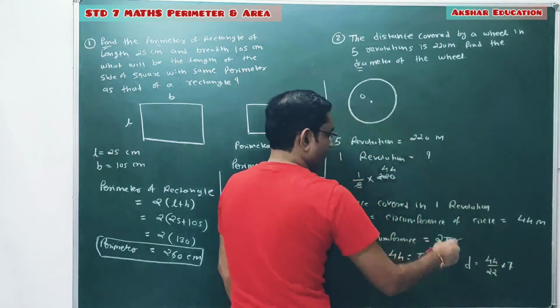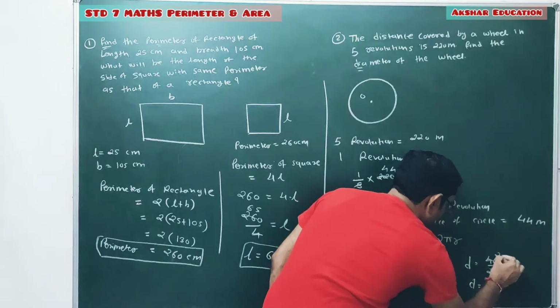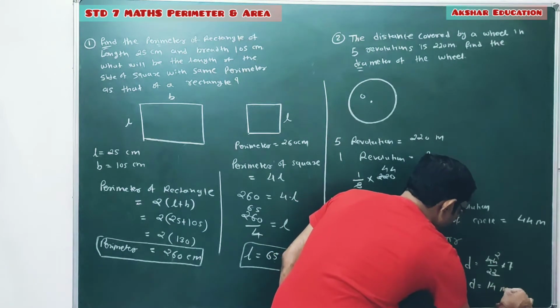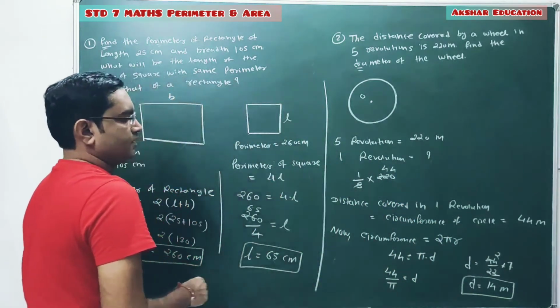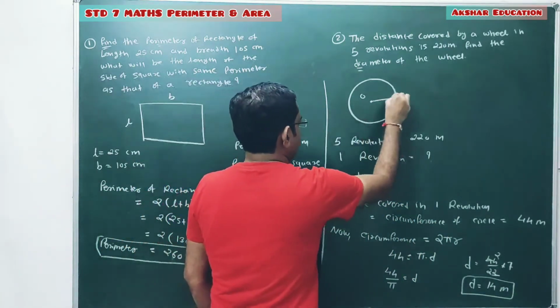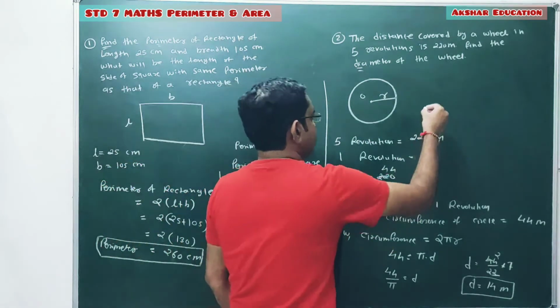So 7 will go into numerator. 22 to the 44. So diameter d equal to 7 to the 14 meter. Therefore our answer, the diameter of the circle is 44 meter. This is the radius. Clear? So this is one most important concept.